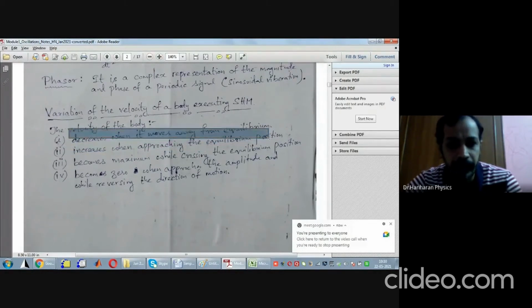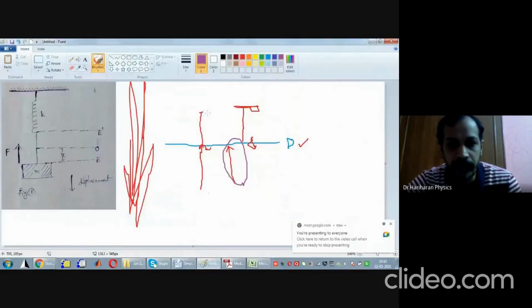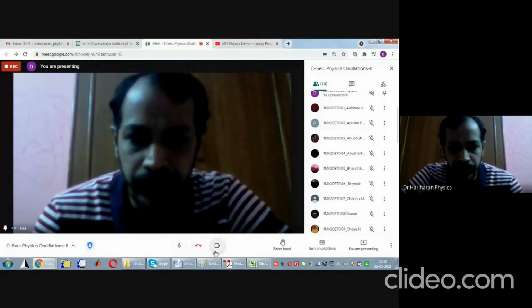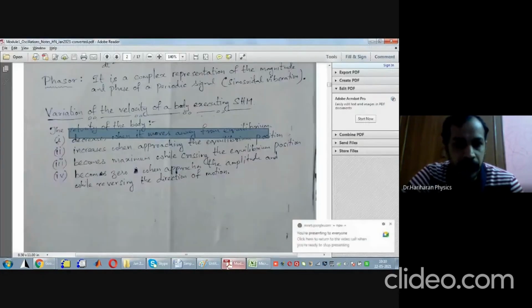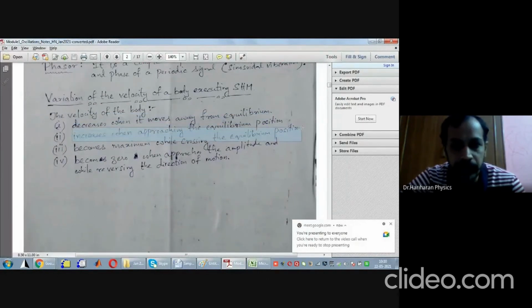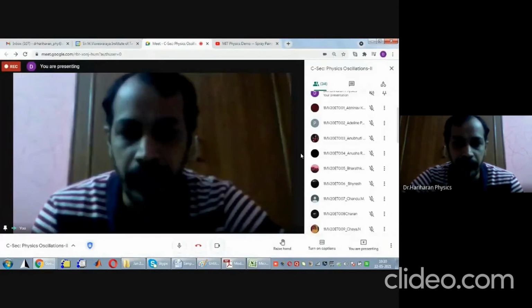Where does this map into my diagram? If the body moves away from the equilibrium position, when it moves up, its velocity will decrease. Next, what is the next point? The next point is that the velocity becomes maximum while crossing the equilibrium position. Correct? What does that mean?